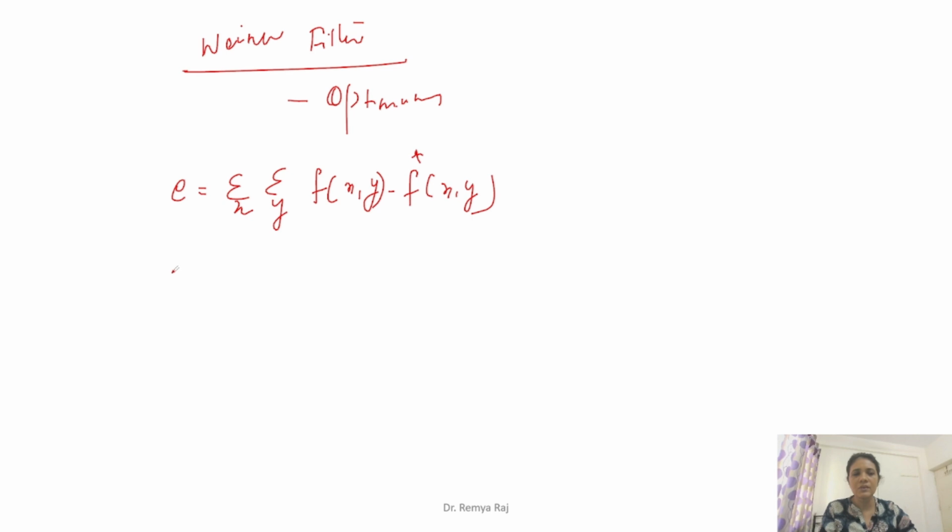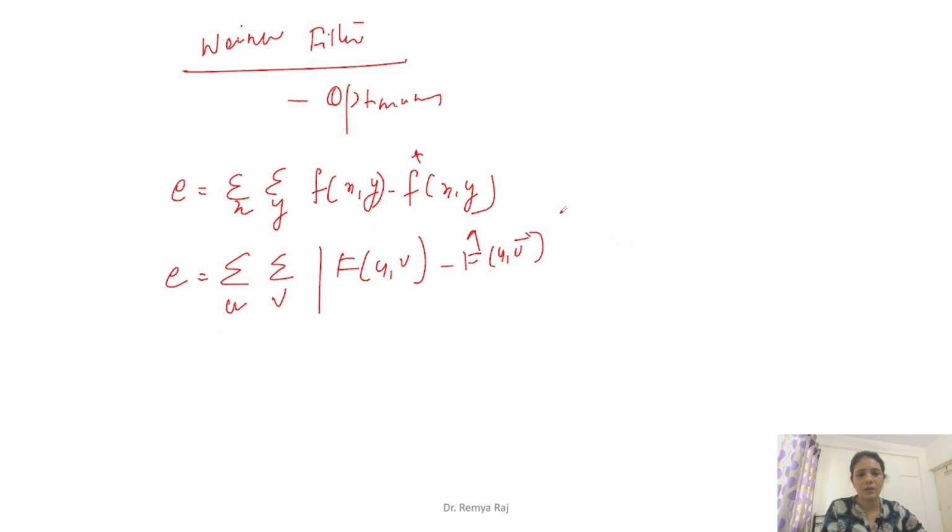Using Parseval's theorem, we are converting this from the spatial domain into the frequency domain. So we can write E equal to sigma u, sigma v, f of u comma v minus f cap of u comma v, the whole square. So using Parseval's theorem, we write it in the frequency domain. Now we know that your filter.